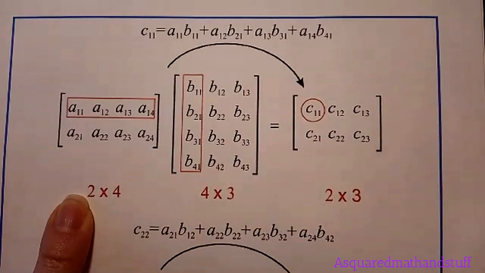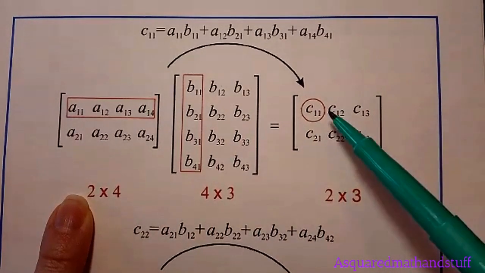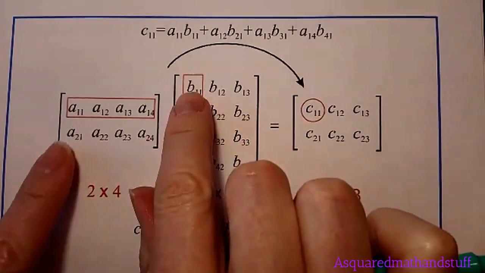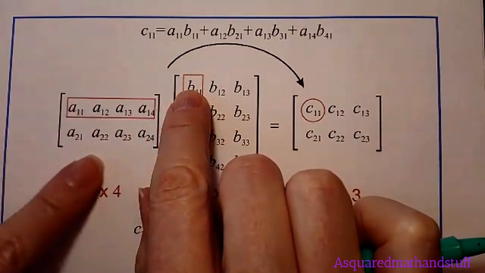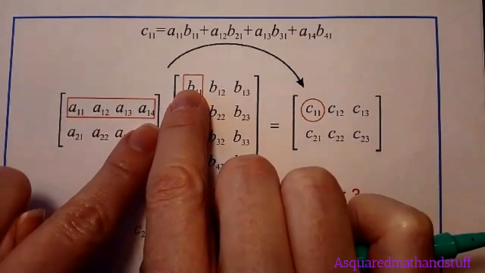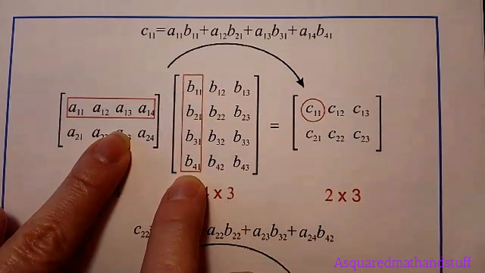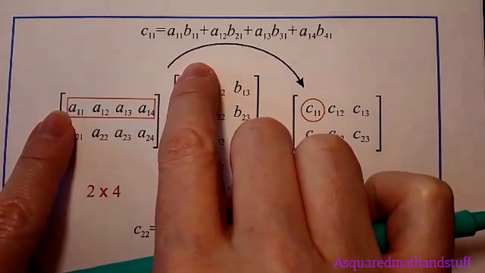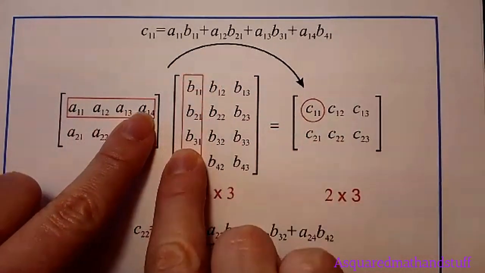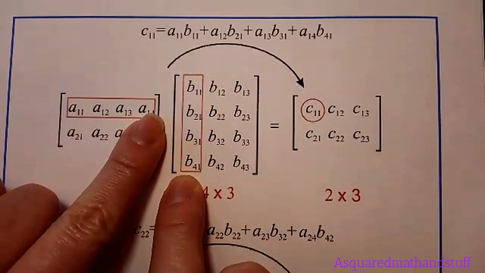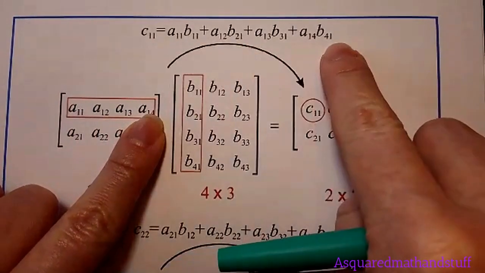The process on how to calculate this 2 by 3 matrix is we take our first matrix and we focus on a row and we multiply and add to the second matrix column. So we're going across the first and down the second matrix at the same time. And the formula is written up here.